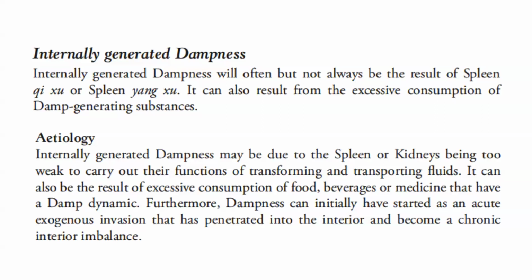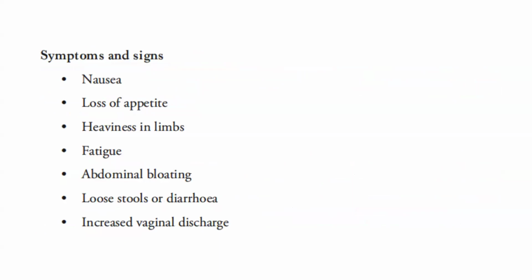This pattern may be due to the spleen or kidneys being too weak to carry out their functions of transforming and transporting fluids. It can also be the result of excessive consumption of food, beverages, or medicine that have a damp dynamic. Furthermore, dampness can initially have started as an acute exogenous invasion that has penetrated into the interior and become a chronic interior imbalance. Symptoms and signs.